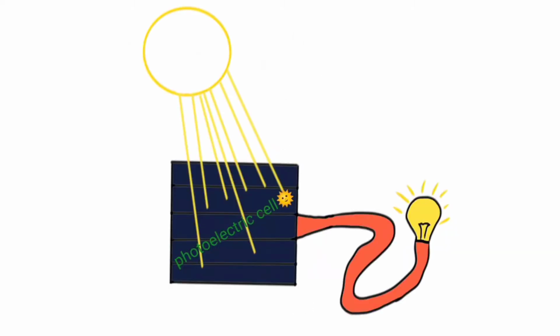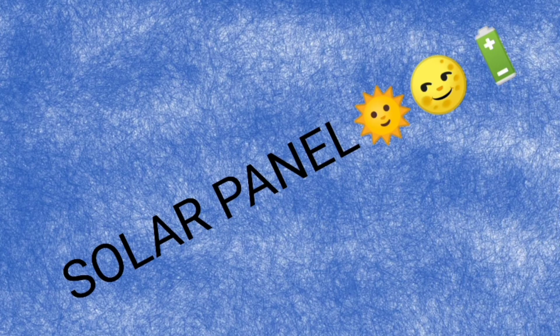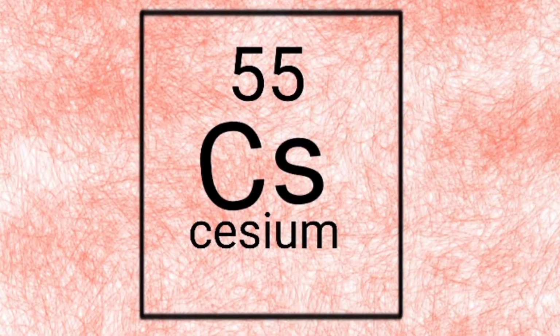Now coming to the photoelectric effect, it is the emission of electrons when electromagnetic radiation such as light hits a material. Electrons emitted in this manner are called photoelectrons. The best example for the photoelectric effect is the working of a solar panel. The alkali metal cesium shows the most photoelectric effect. The photoelectric effect occurs in metals which have low ionization energy.